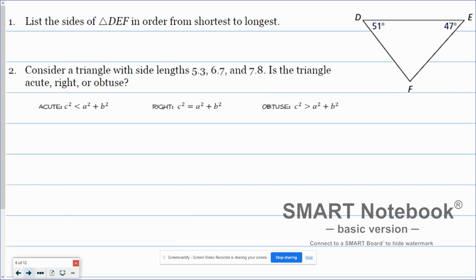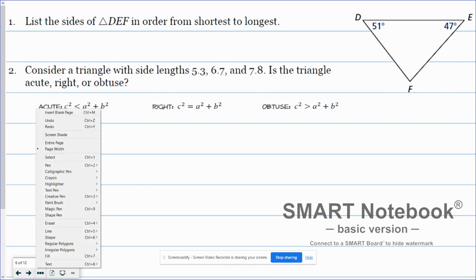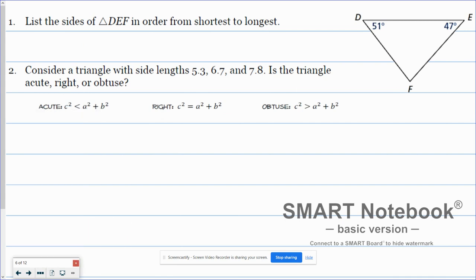Number 1 says to list the sides of triangle DEF in order from shortest to longest. Now, I realize that we're just given the angle measures, and we're not even given all three angle measures. We don't know the measure of angle F, and I feel that we should know the measure of angle F. So let's do some subtracting from 180. If I subtract 51 and 47 from 180, I get 82 degrees.